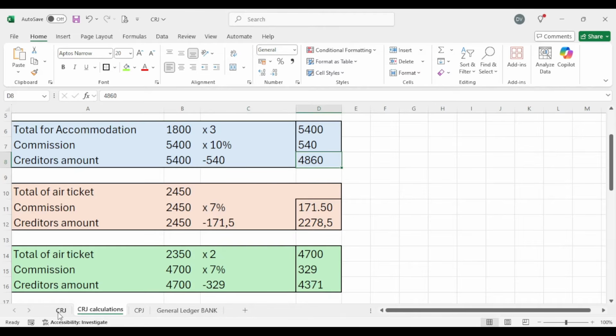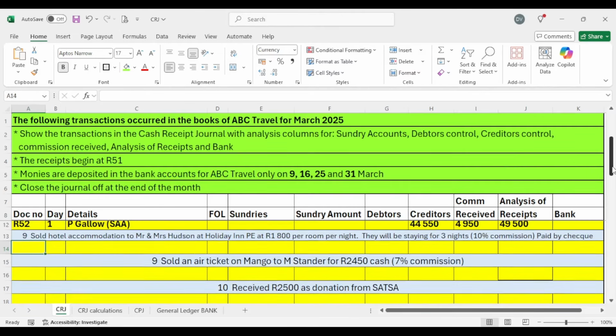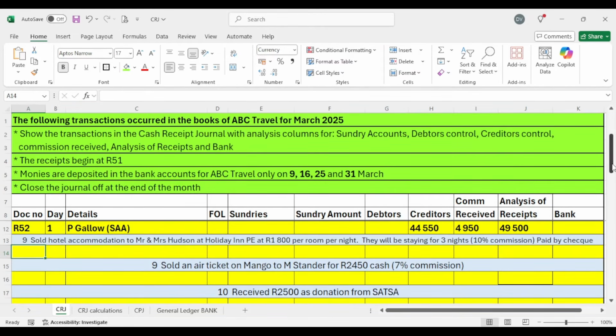Let's put it in our journal. So we can first insert our document number. We are now at R53. The day is now the 9th of the month. And the first thing you do is you put your full value under analysis of receipt, 5,400, and ask yourself, what was this for? We know that 540 Rand was for commission, and the balance of 4,860 is due to the creditor.